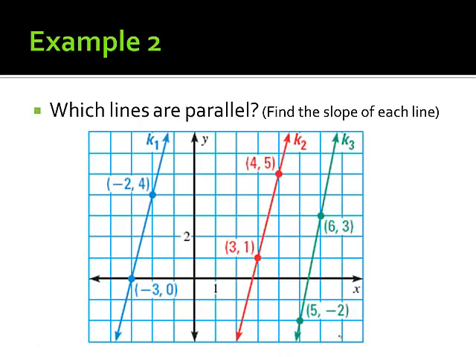So, which lines are going to be parallel in this figure? You can't just say, oh, these kind of look like it. You have to show it. You have to prove it. So, looking at these in your notes, again, y2 minus y1 over x2 minus x1. So you do that with each one, with k1, k2, and k3, and compare the slopes.